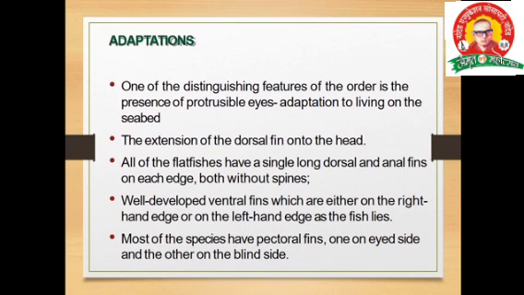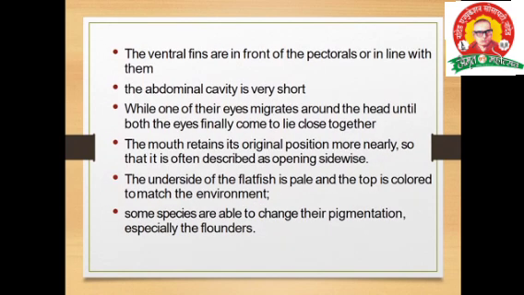All are the adaptations found in the flatfish or the solefish. The ventral fins are in front, posterior, or in line with the fins. The abdominal cavity is very short, while the eye migrates around the head until both eyes finally come to lie close together. The mouth retains its original position more nearly, so that it is described as opening sideways. Some species are able to change their pigmentation, especially the flounders.